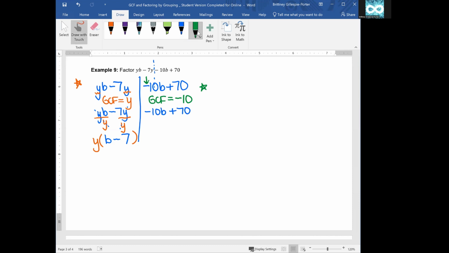So we're going to factor out our GCF of -10, which means that we are dividing each of our original terms by -10, which means that -10 is going to come outside of some parentheses. Let's do the division. -10 divided by -10 gets us 1, and then our b, or you can just write it as b if you want. It's the same thing. Positive 70 divided by -10 gets us a -7.